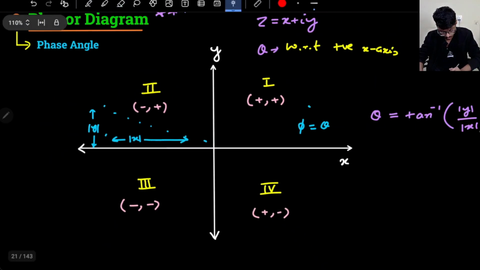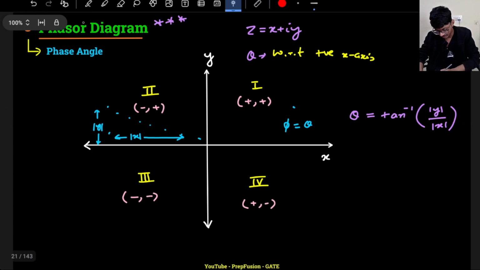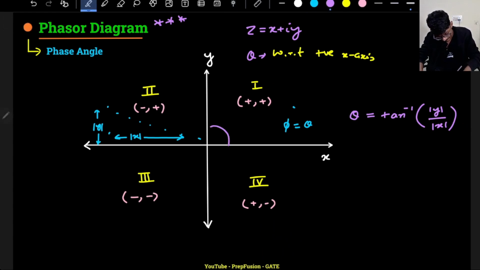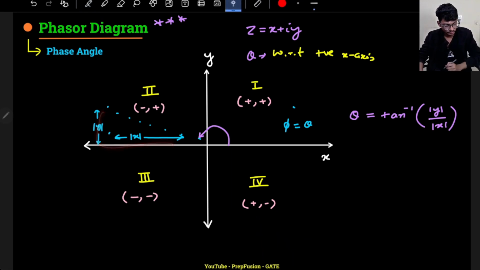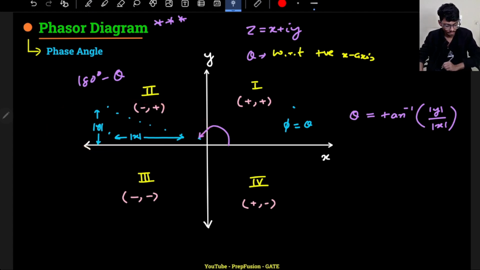Correct. So ultimately what you have to find out is this angle. You apply a trick. You got a right angle triangle, so you try to find this angle, and this whole is 180, right? So you write 180 minus the identified angle of the triangle. This theta is basically the angle of the triangle, that's it. That's why it is always positive.